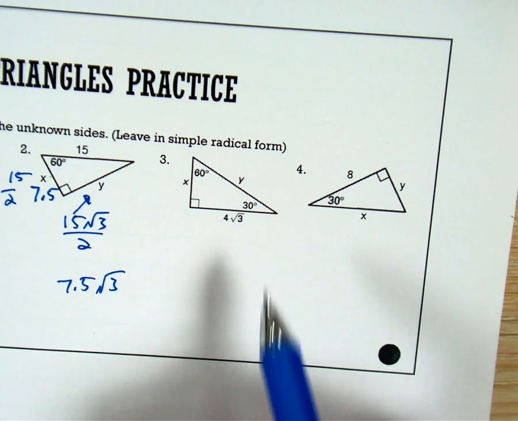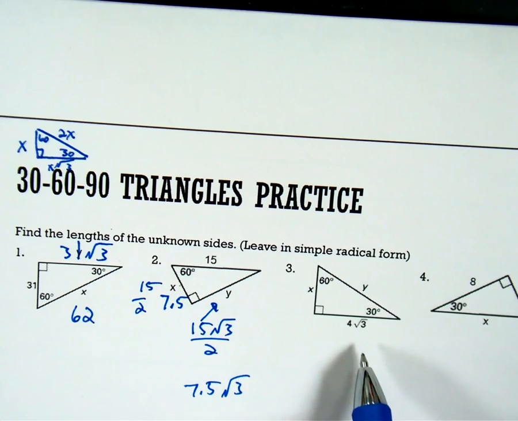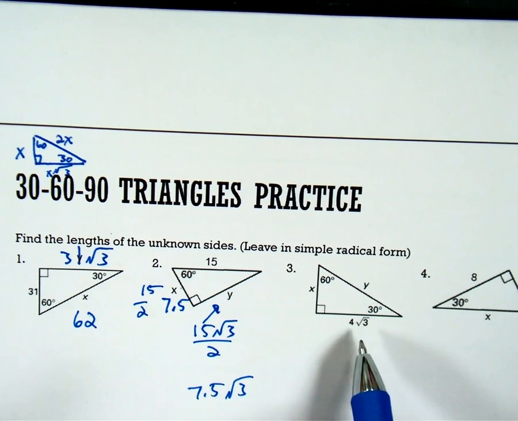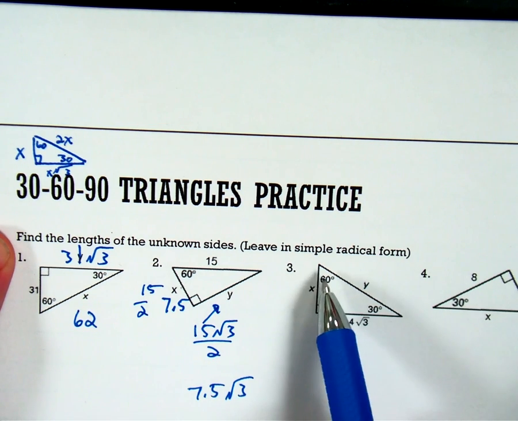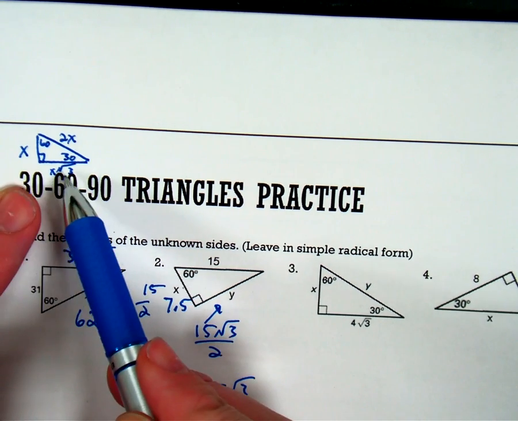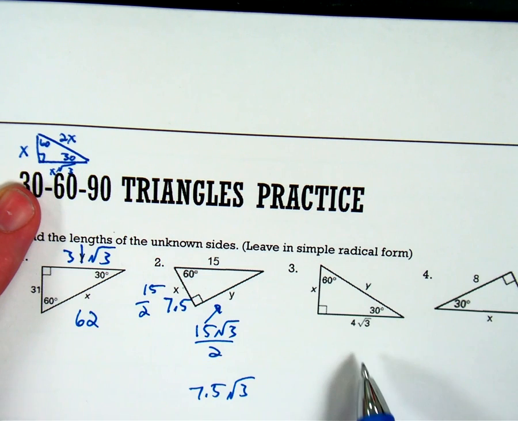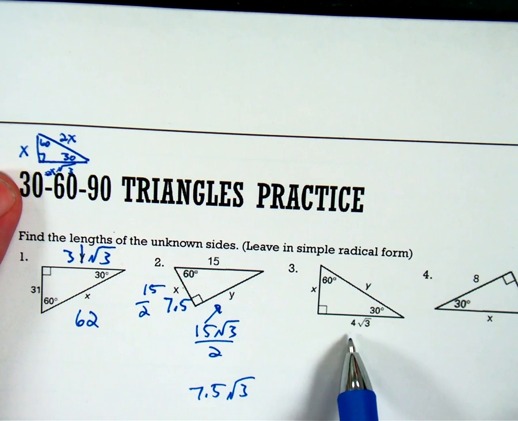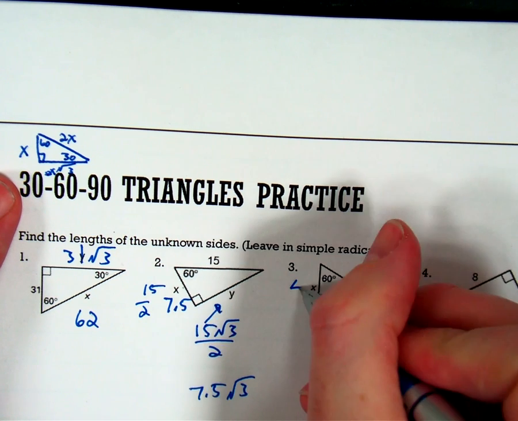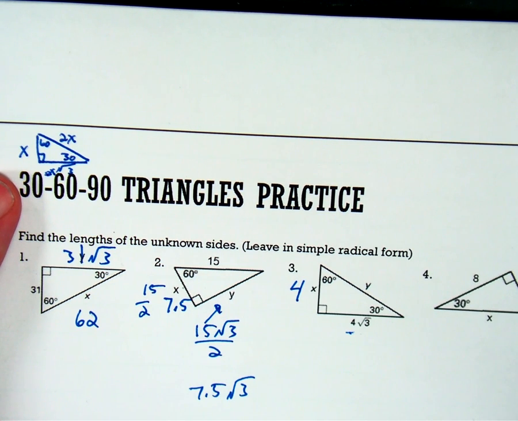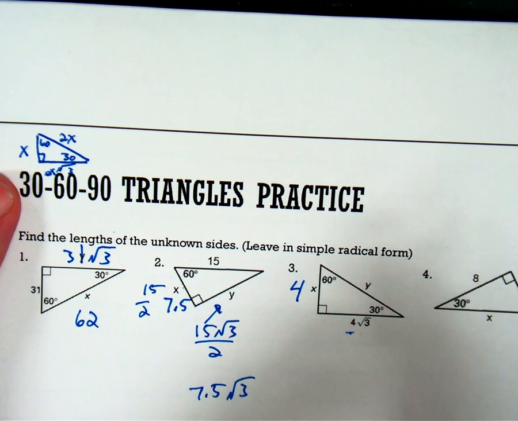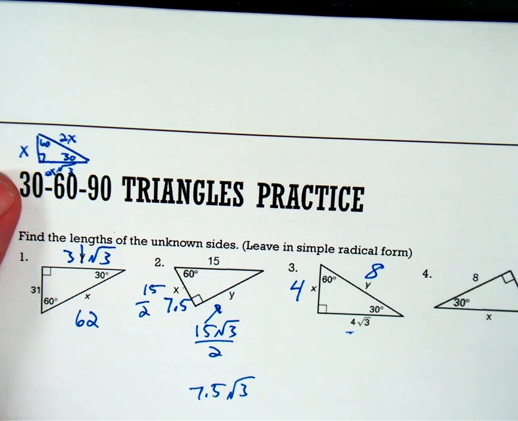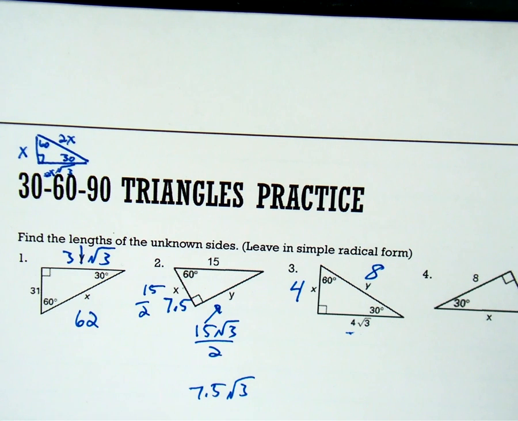Number 3, oh, they gave us the radical 3 side. Radicals, square root signs, we're getting a little worried. Don't panic. Look what side it's on. It's across from the 60. This is supposed to be the x radical 3 side. This is 4 radical 3. So what's the number in front? 4. So 4 is going to come over here. And then how do we get from the short leg to the hypotenuse? It's times 2, 8. There we go, piece of cake.